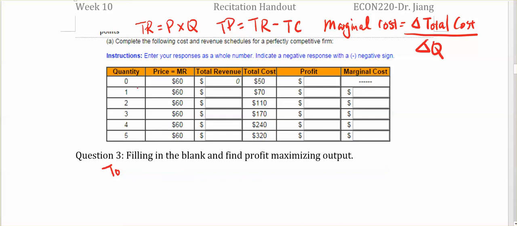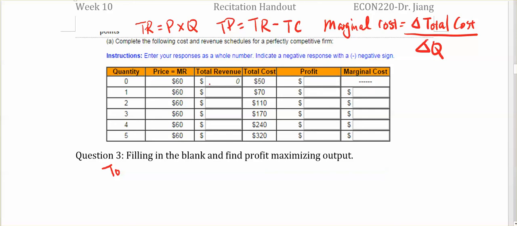The first question asks you to first fill in the blanks and find the profit maximizing output. So let's first fill in the blanks. The first column is the quantity, the second column is the price. Since we know that in a competitive market price equals revenue, we can very easily calculate the total revenue, which is equal to the price times the quantity.